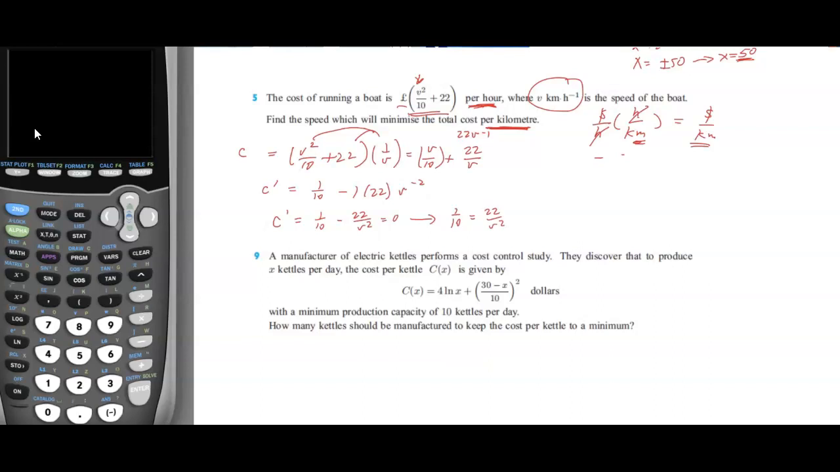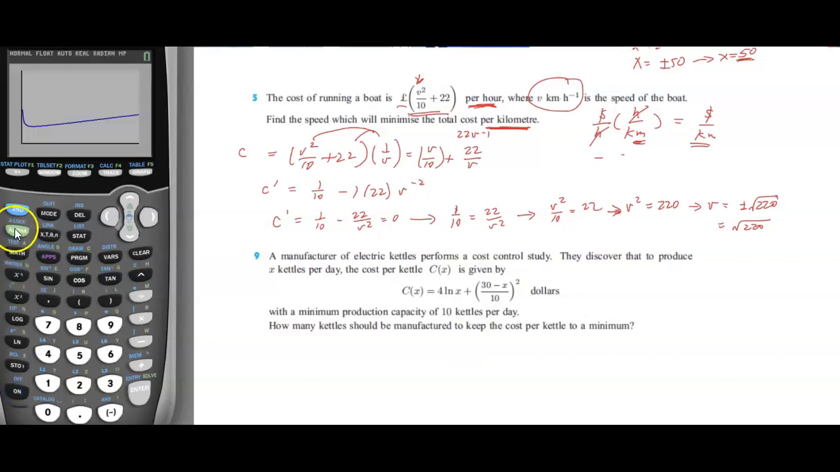And let's multiply both sides by v squared. So we'll get v squared over 10 equals 22, and then we'll isolate the v squared. V squared equals 220, and then the v is equal to positive or negative square root of 220, but probably the velocity is going to be positive, so we'll just consider the square root of 220. It's about 14.8.